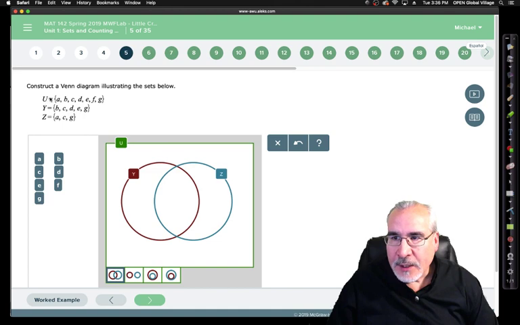So we could just start off with, I usually like to go with the smallest set. So we'll start with Z, because we know that all of A is in Z. A is in Z. C is in Z. Just drag it over here. And G is in Z. Now there's two parts of Z. There's this part here that's not in Y, but then there's this middle region here that is also in Y.